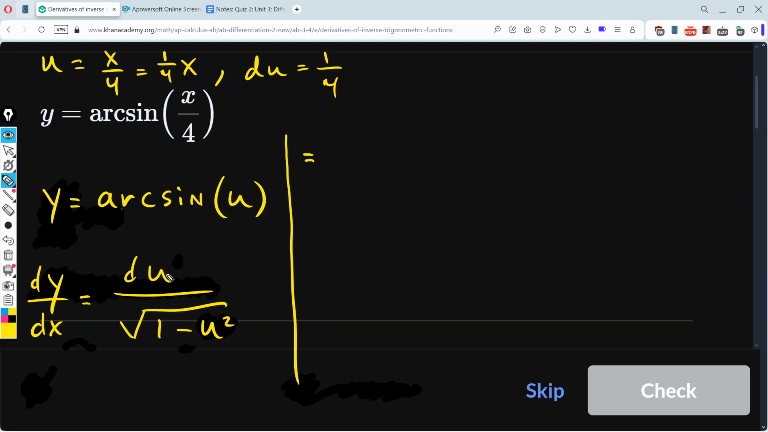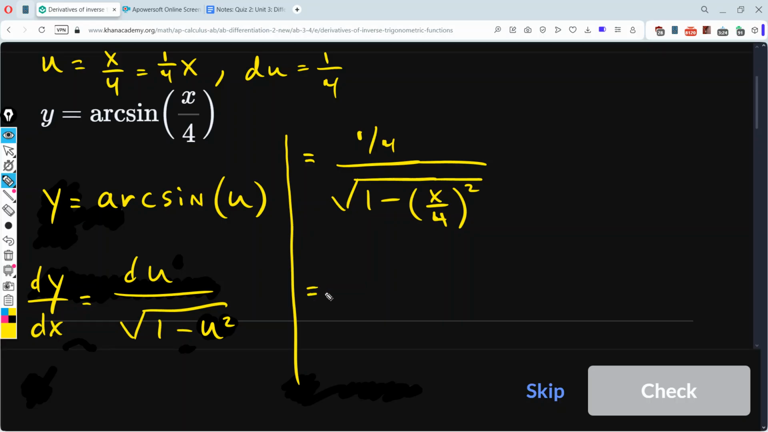All right. So in the numerator, the derivative of u is just 1/4. In the denominator, radical 1 minus u squared. And u is x over 4, so u squared is going to be (x over 4) quantity squared. All right. So 1/4 in the numerator, that's the same as 1 over 4.